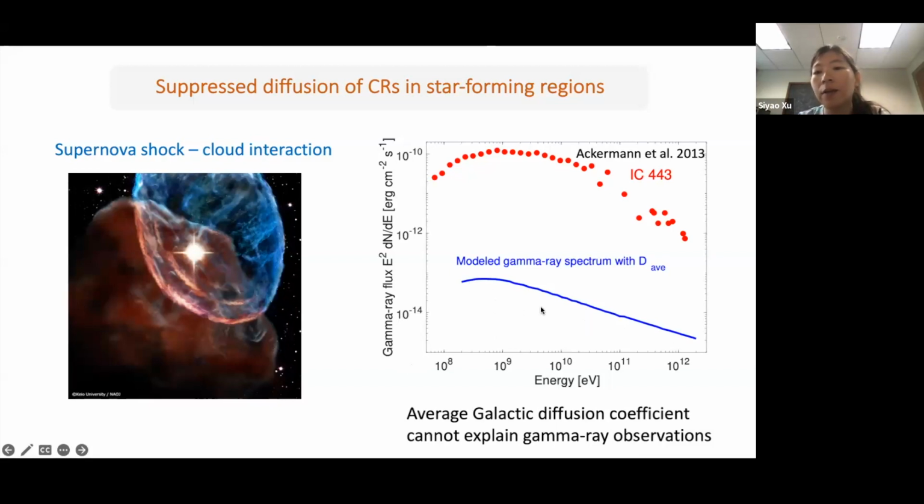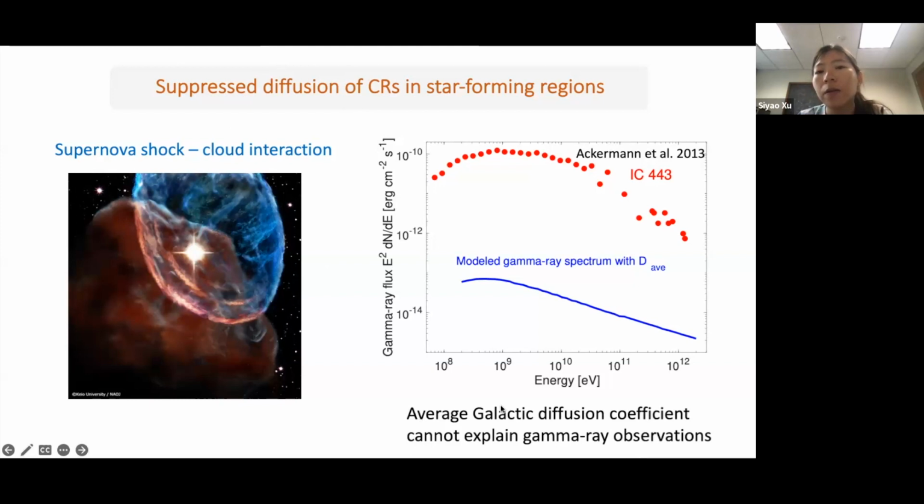The blue line is the model spectrum, which is far below the observation data for this particular source. And you can also see that the spectrum shape using the average galactic diffusion coefficient is also shallower than what the observation data shows. So it tells us that if you want to understand gamma ray emission, the diffusion of cosmic rays has to be much slower, much more suppressed in these star-forming regions.